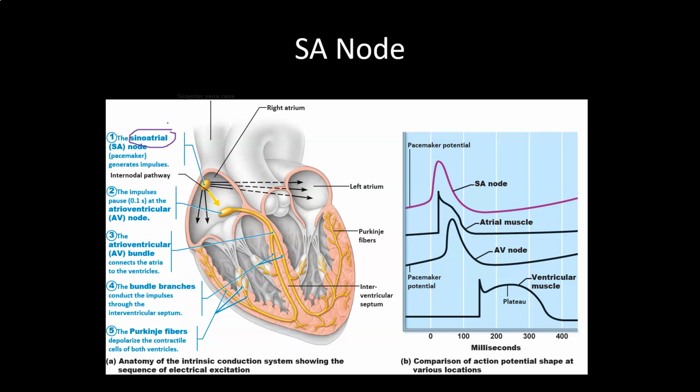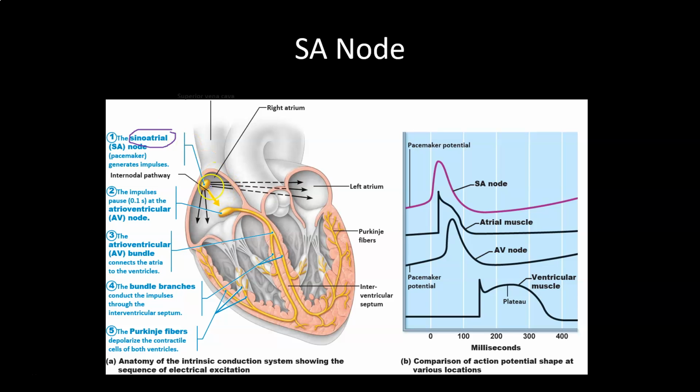So the heart beats all on its own. It keeps its own rhythm. It does not need to be told what to do by the nervous system. Although the nervous system can speed things up or slow it down, the SA node has ultimate control over what the heart rate is going to be. So that's why it's called the pacemaker of the heart.